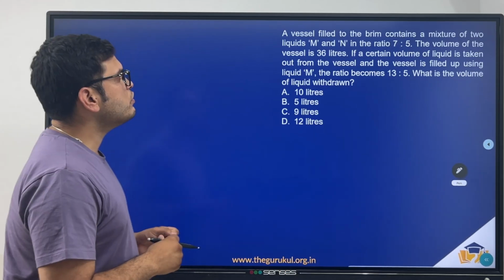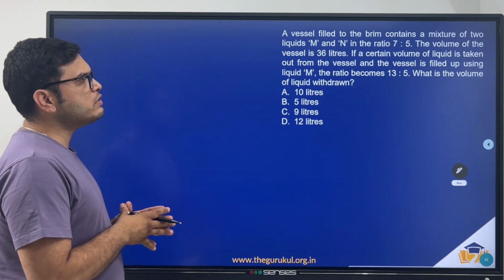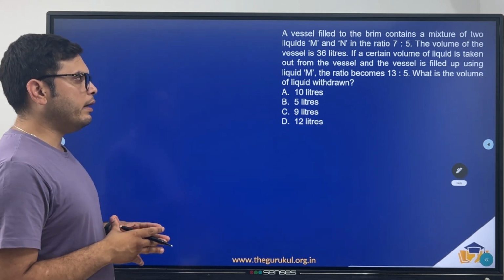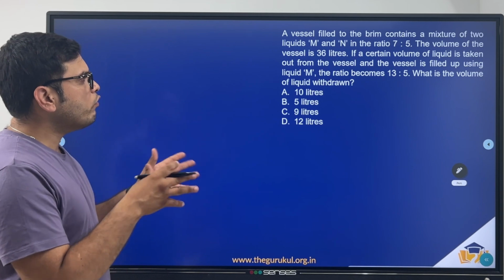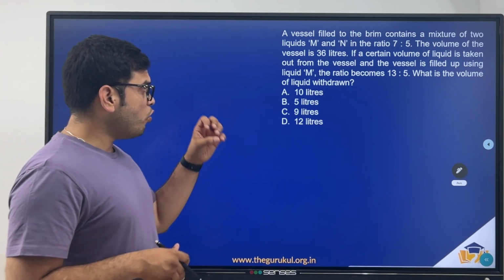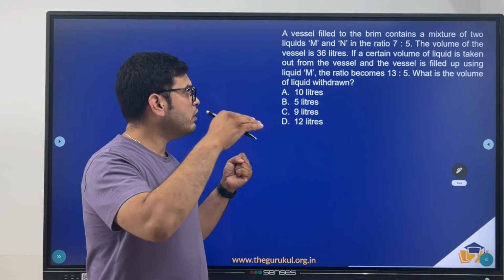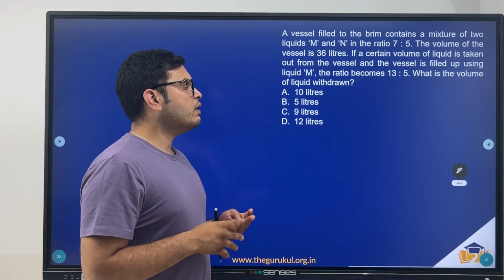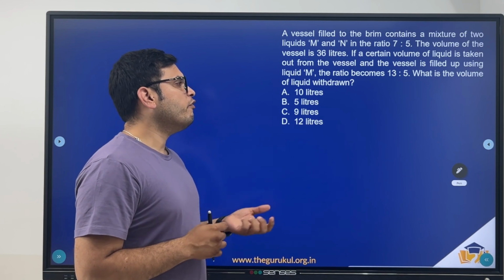Now coming to the third question. A vessel filled to the brim contains a mixture of two liquids, M and N, in the ratio 7 is to 5. The total volume of the vessel is 36 liters. If a certain volume of liquid is taken out from the vessel and the vessel is filled up using liquid M, the ratio becomes 13 is to 5. What is the volume of liquid withdrawn?